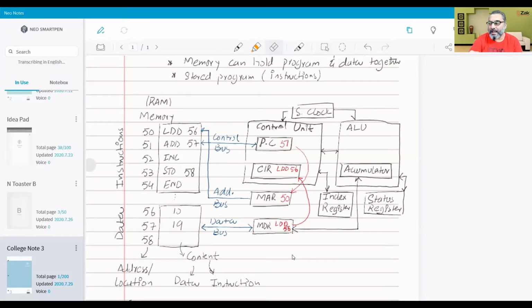You get it? As soon as the system clock ticks, the control unit starts the next fetch, decode, execute cycle. As soon as the system clock ticks, the ALU does the next operation. So faster the clock, faster the computer. Slower the clock, slower the computer.